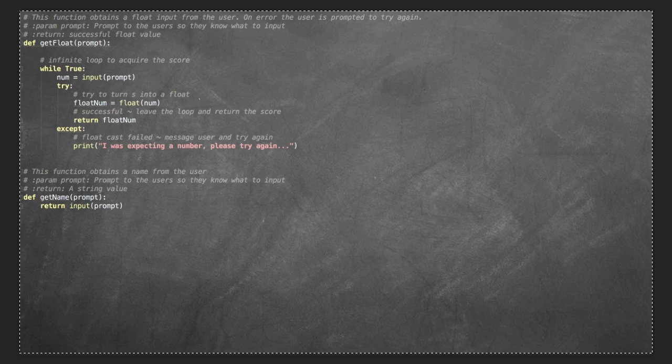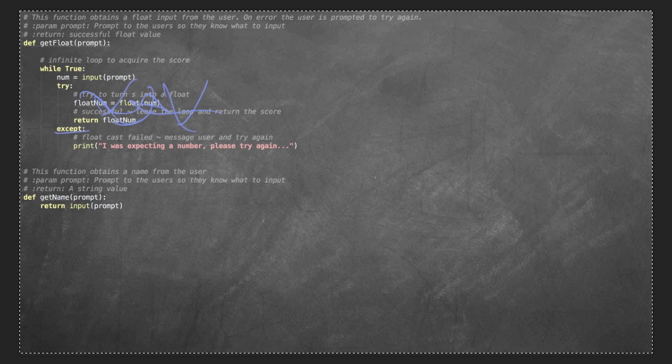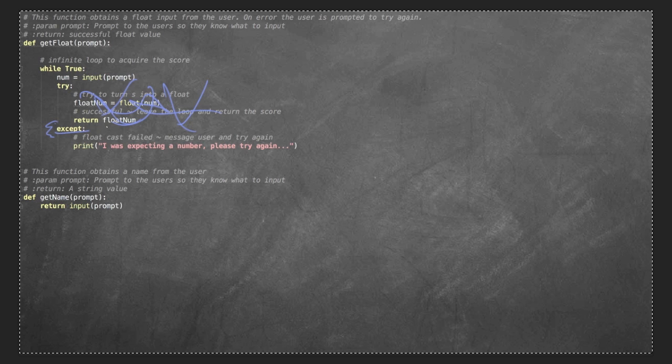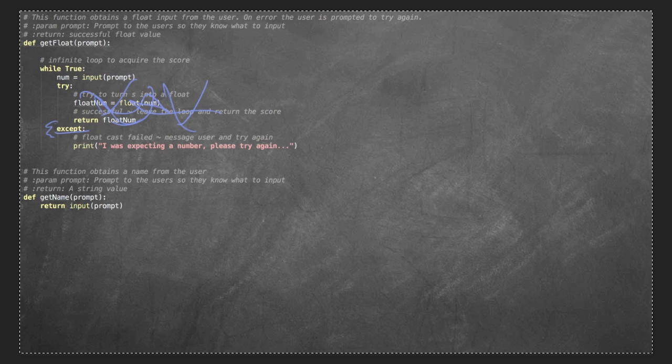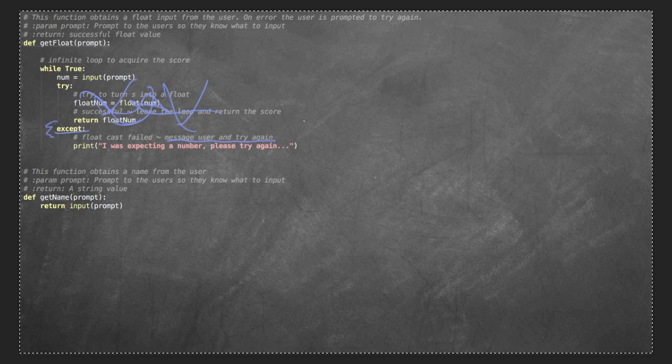But what if it fails? What if it just crashes? Well, what it's going to do is cause the computer to issue an exception because we violated one of their rules. And it's going to come into this little block of code. It's called except. Other programming languages will call this catch. We put in a little remark to ourselves to remember why we did this, and it says the float cast failed. It means we tried to cast it to a float and it crashed. So we want to message the user and try it again.